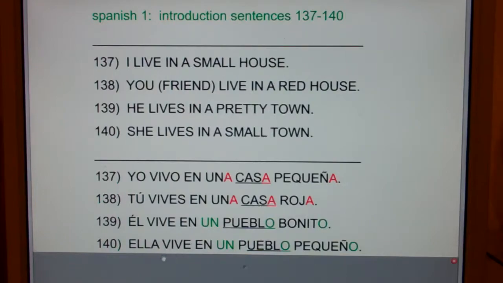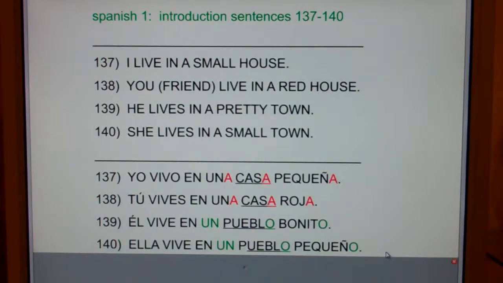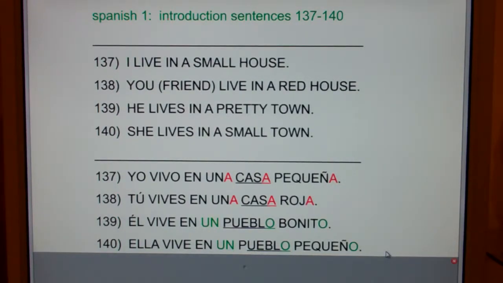And the last one. She lives in a small town. Okay? Small is pequeño. Visualize you're out with your family picking fruits in a garden or in an orchard or something, and your mom says, are you picking the small ones? And you say, am I picking the small ones? No. Pequeño is small. Small is pequeño.